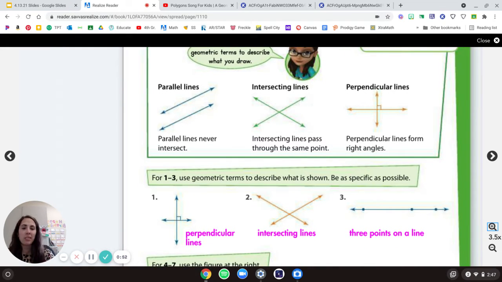The best way to describe them, it said be as specific as possible, was these are perpendicular lines. And these are intersecting lines, okay? Intersecting. You know it's perpendicular because it makes that 90-degree right angle. These are just intersecting because they cross, not like parallel lines where they're never gonna touch.